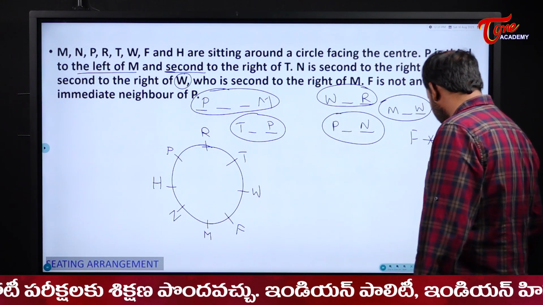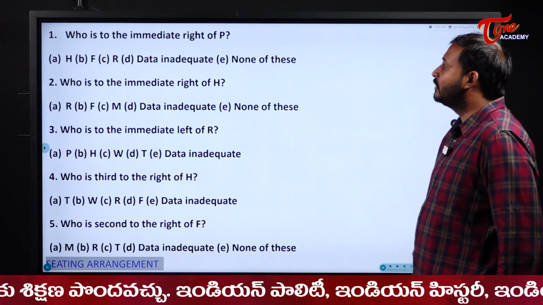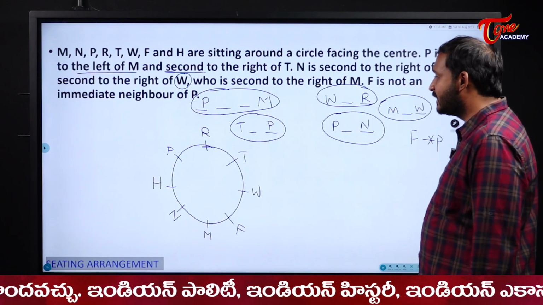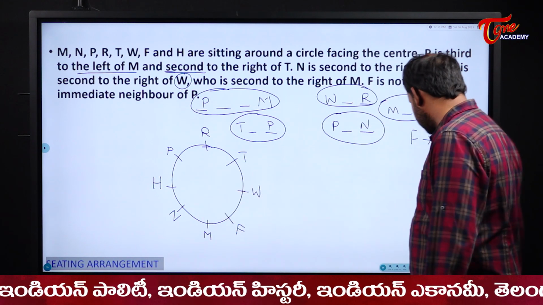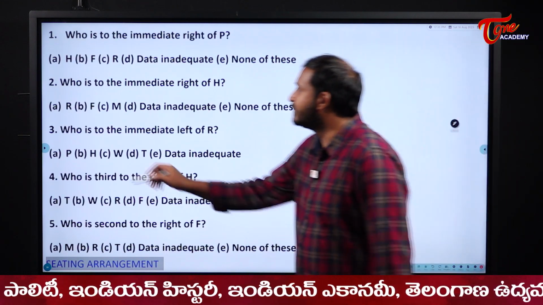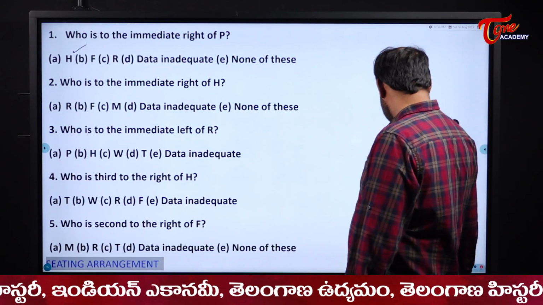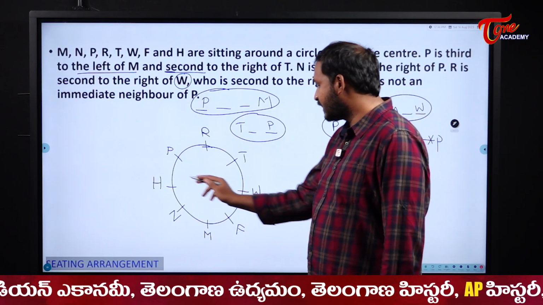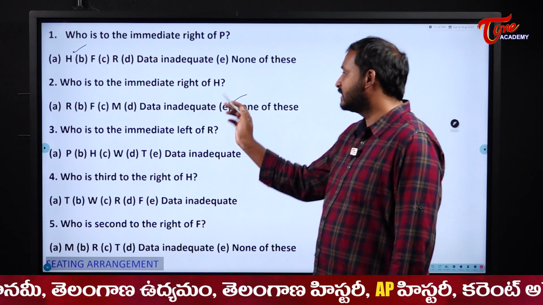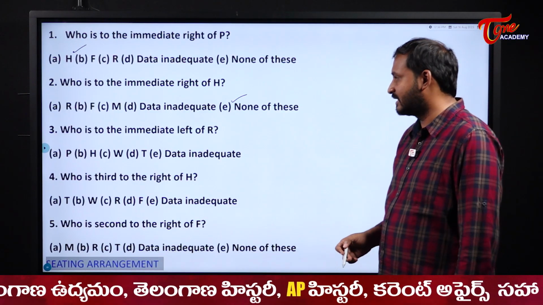Okay. Now questions. Who is the immediate right of P, students? H. H is the immediate right of P. Next, who is the immediate right of H? N. N is not there, sorry. So anyway our answer becomes none of these.